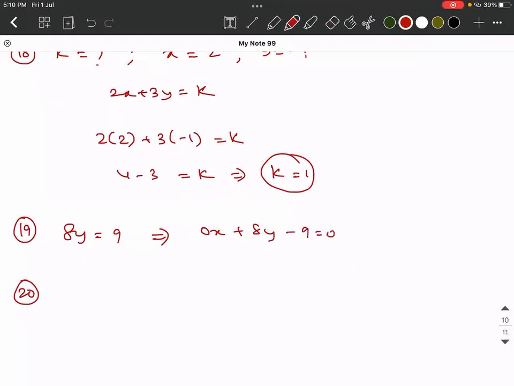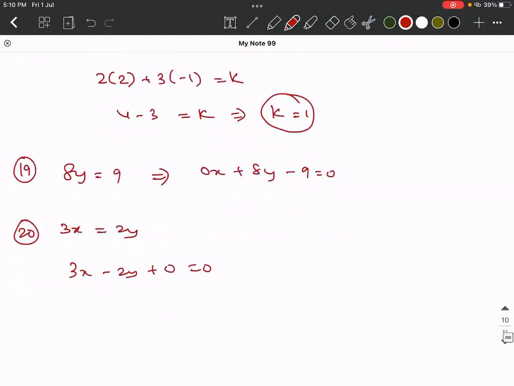The linear equation 3x is equal to 2y, when written in the form ax plus by plus c equal to 0, then a, b, c will be respectively. So 3x minus 2y plus 0 is equal to 0. A is how much? 3. B is equal to -2. C is equal to 0. So A is 3, B is -2, C is equal to 0. Is it clear? This line will pass through the origin.